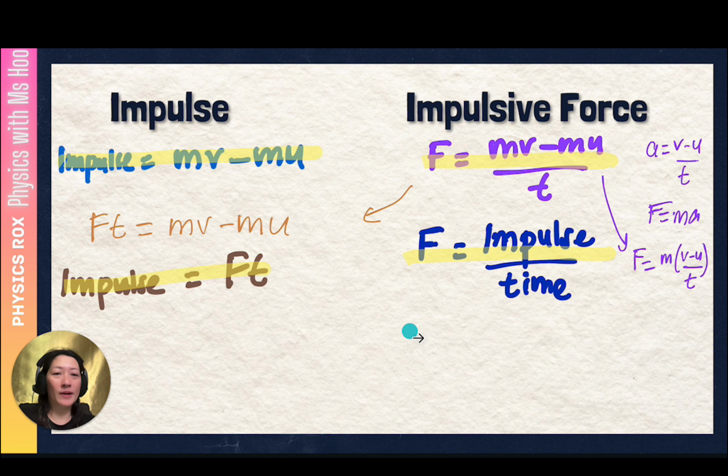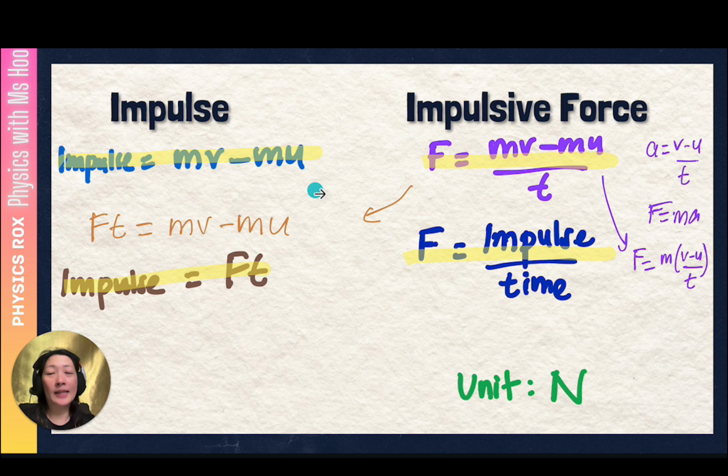Now let's talk about the units. We'll start off with impulsive force first because that's a lot easier to understand. As we know, impulsive force is a type of force. Therefore, it shares the same unit as force. The SI unit for force is Newton, which means that the SI unit for impulsive force is also Newton. So I'm going to write that underneath here, that the unit is Newton.